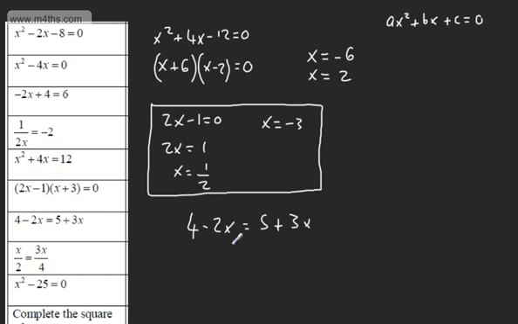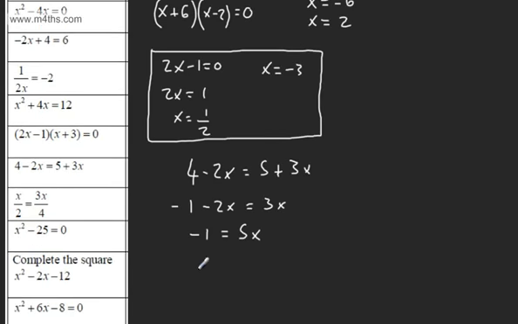If I subtract 5 from both sides, I'm going to have now 4 minus 5 is minus 1, minus 2x is equal to 3x. I now want this on the other side, so I need to add 2x to both sides. So minus 1 is going to be 3x plus 2x, which is going to give me 5x. And then we simply divide now by 5. So x is going to be equal to minus 1/5.